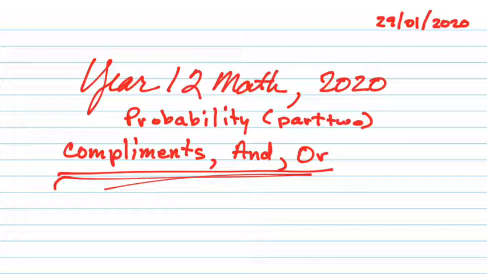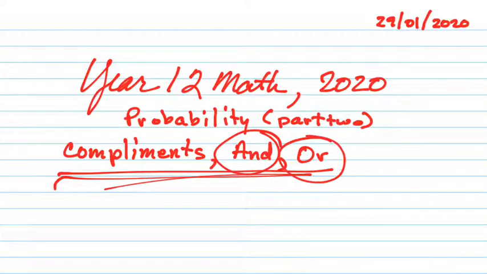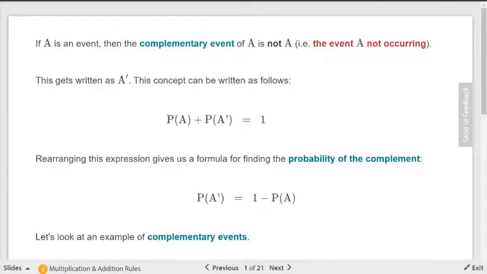In the book, they call this multiplication and addition. But to me, it's more important to know when you need to multiply and when you need to add or subtract and what's going on. And that's given more by these keywords. So those are the ones you need to focus on. That's why I've used them in the title to make sure that that's your focus. Okay? But the first thing we're going to talk about is complements.